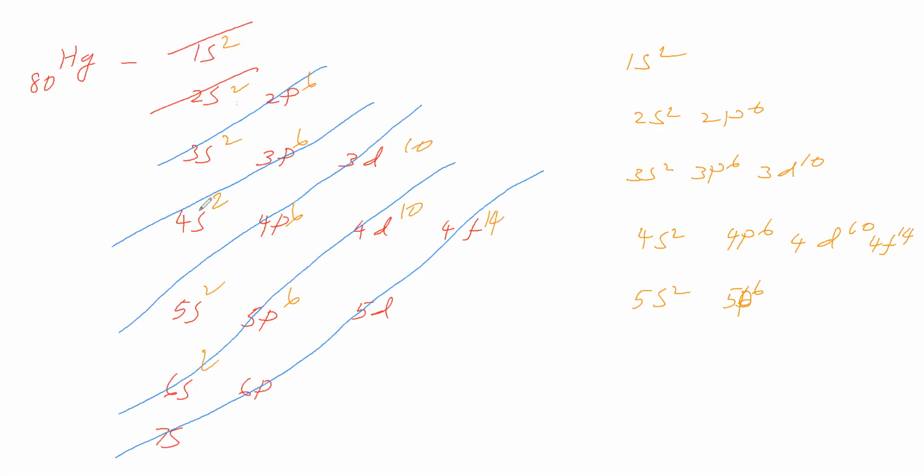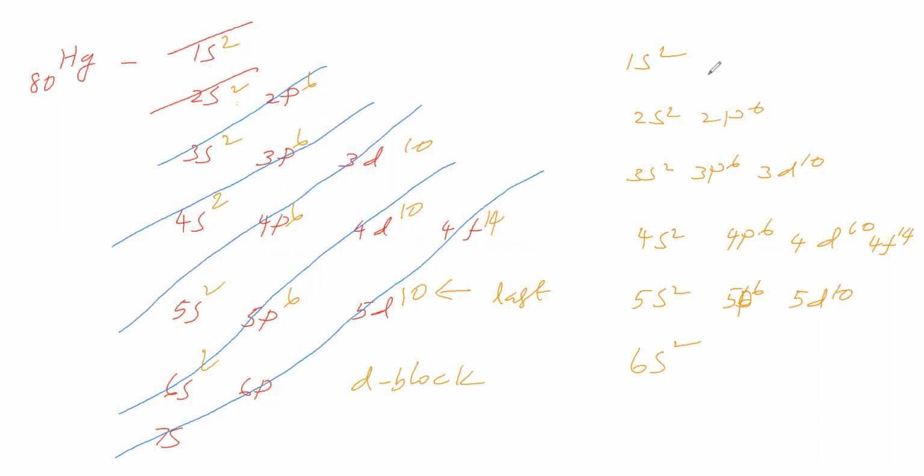It is 10, 20, 30, 40, 50, 56, 60, 70 only. So we add 10 here, and the fifth shell is 5s2 5p6 5d10. The sixth shell is 6s2. In this case the last electron goes to the d orbital, therefore it is a d block element.